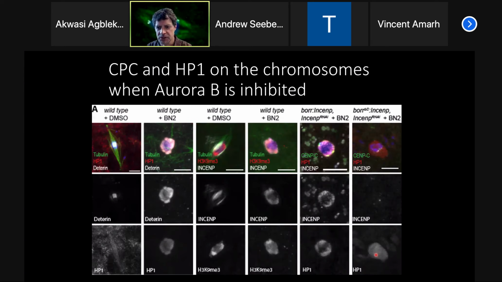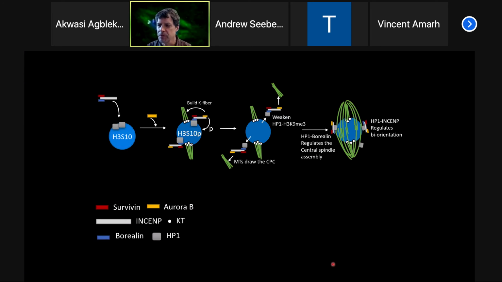So if you combine these two experiments, you end up with this kind of a model. And in this model, a trimeric complex, INCENP and those two targeting subunits, Borealin and Survivin, are recruited to the chromosomes by these little gray boxes, HP1. At that point, they recruit Aurora B. Aurora B is the little orange guy.